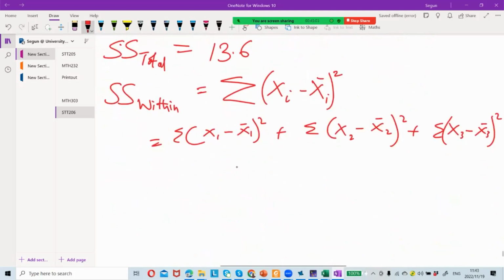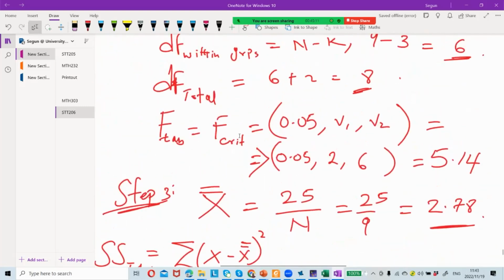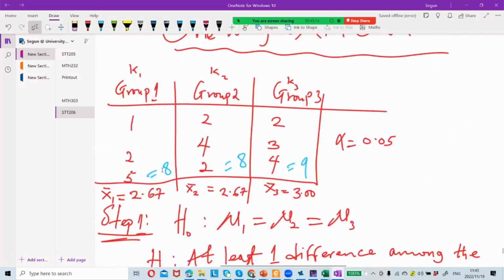What is x bar 1? Who can remind us? X bar 1 is what? The one the madam added together. 2.67. You know, each of them, this one is x1, x2, x3. That's the meaning. So x bar 1 is what? 2.67. x bar 2 is what? 2.67. x bar 3 is what? 3.00. When you are solving within, it simply means you pick them one by one.